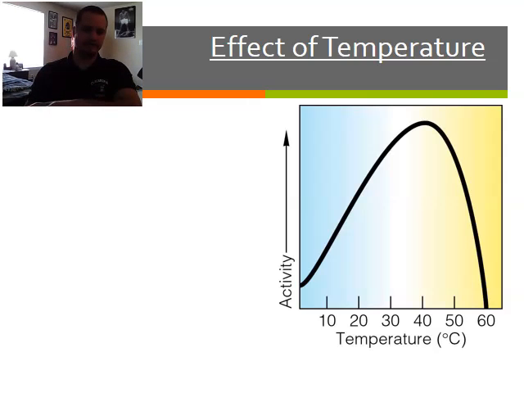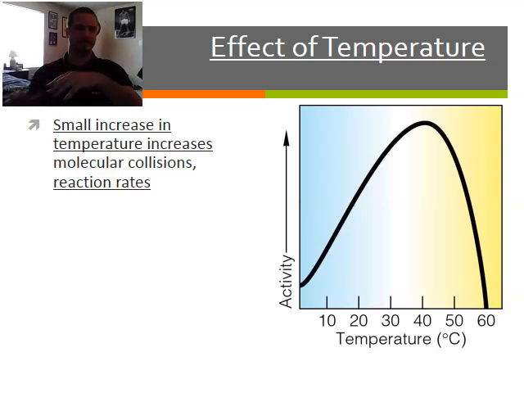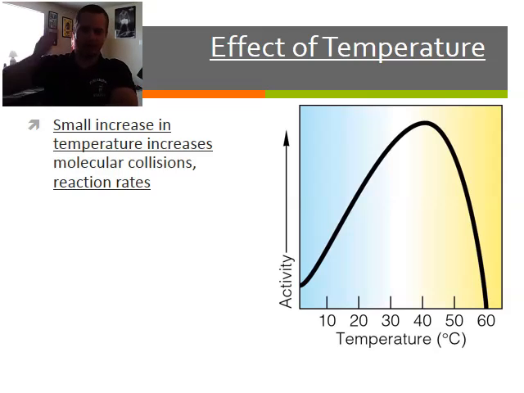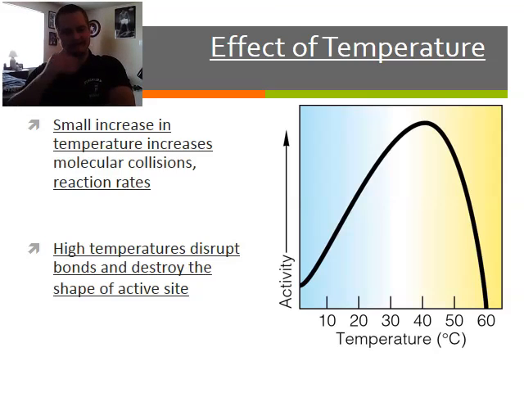Now, temperature with molecules, this is how it works. A small increase in temperature increases molecular collision rates or reaction rates. So we're going to have things flying around a lot more quickly, bumping into each other, causing the reaction to happen more quickly. However, you might be thinking, well, what if we crank the temperature the whole way up? Let's just make these things sweat. Well, that's not exactly a good thing. High temperatures disrupt the bonds and destroy or alter the shape of the active site. So if you increase the temperature too much, the enzyme isn't going to work.